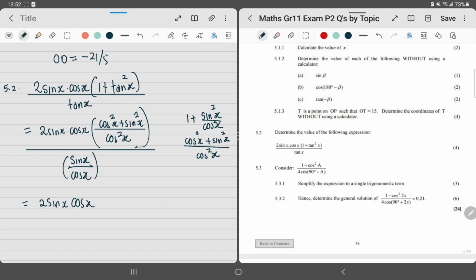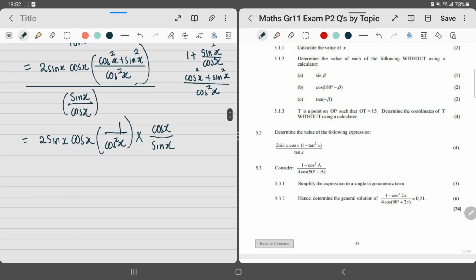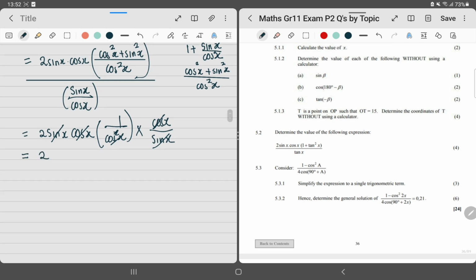We know that cos squared x plus sine squared x is equal to 1. So that's 1 over cos squared x. Then we're just going to divide. We are going to divide by sine x over cos x. So I'm just going to change this to a multiplication sign and then flip that. So this is cos x over sine x. So we can see that this cos x will cancel one of those. That one will cancel the other one that's remaining. Sine x is on top, sine x is in the bottom. So this should be equal to 2.